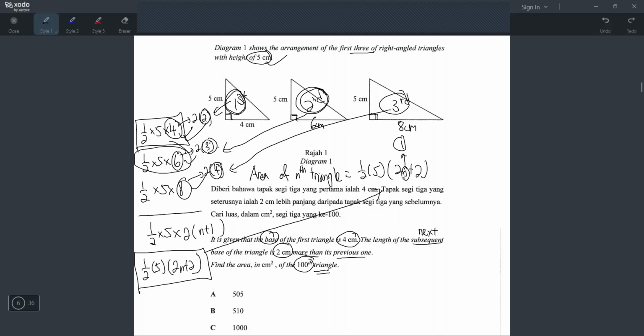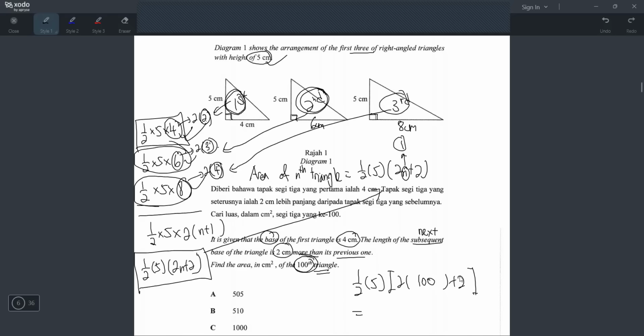And then if n is 3, you'll get the third triangle's area, which is 3 times 2, 6, plus 2, 8. And then you will get 1 over 2 times 5 times 8. But if I want the 100th triangle, I will do 1 over 2 times 5 times (2n plus 2), and n will be 100. And then you will get 2 times 100, which is 200. 200 plus 2 is 202.